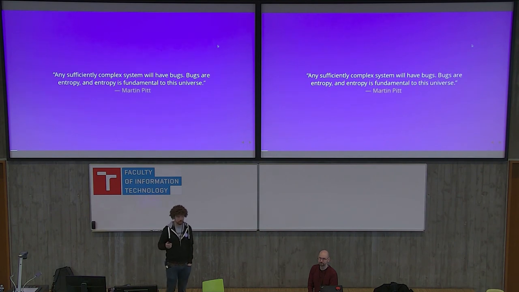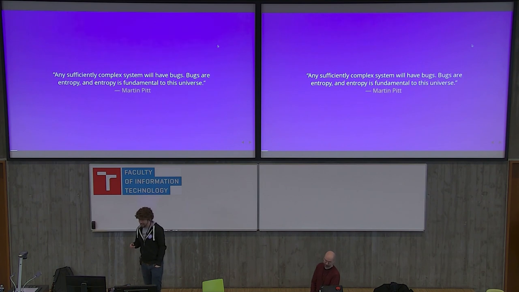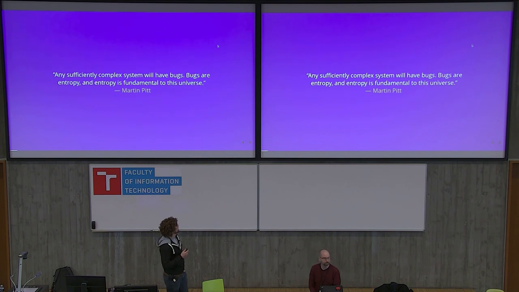So take a step back. Martin Pitt has made this claim: any sufficiently complex system will have bugs. Bugs are entropy, and entropy is fundamental to this universe. Your software has bugs. Get over it. The question is how bad they are and how easily you find them.